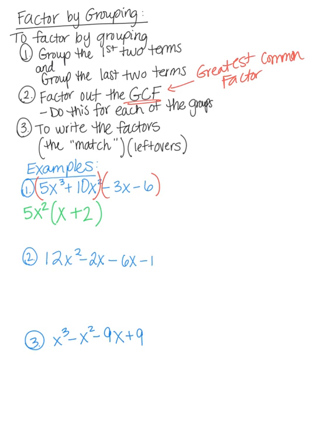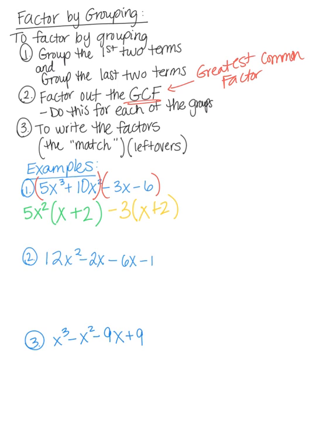I'm going to do the same thing with my next group. Okay, so looking at my next group, I see a negative 3x and a negative 6. So those can both divide by, or I could factor out, a negative 3. If I factor it out or divide it out, negative 3x divided by negative 3 is going to give me x. Negative 6 divided by negative 3 is going to give me 2. All right, so now I factored out the GCF in both groups, and it's time to write the factors.